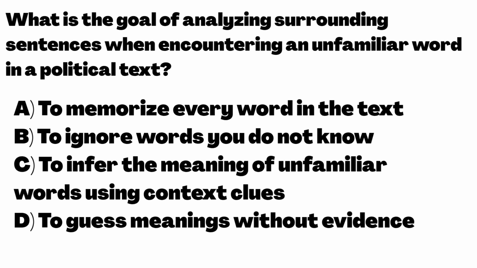What is the goal of analyzing surrounding sentences when encountering an unfamiliar word in a political text? A. To memorize every word in the text. B. To ignore words you do not know. C. To infer the meaning of unfamiliar words using context clues. D. To guess meanings without evidence.